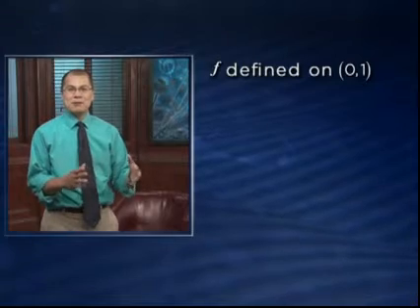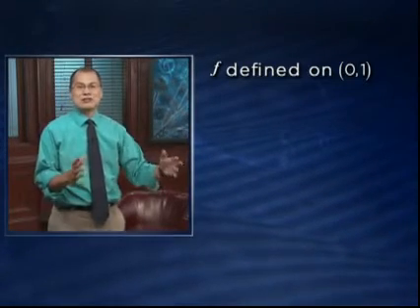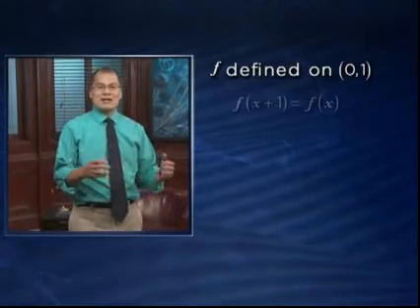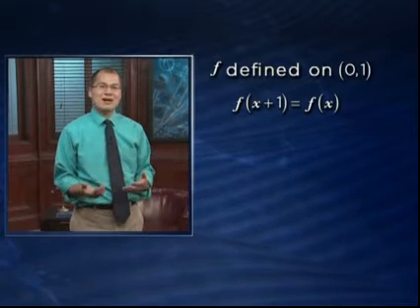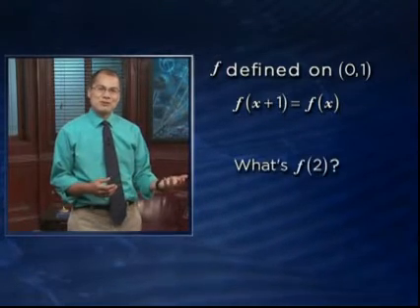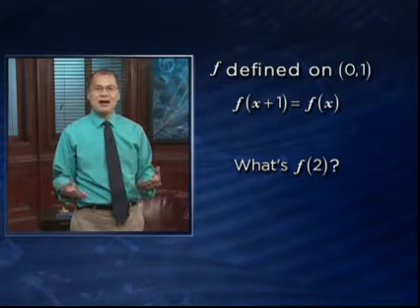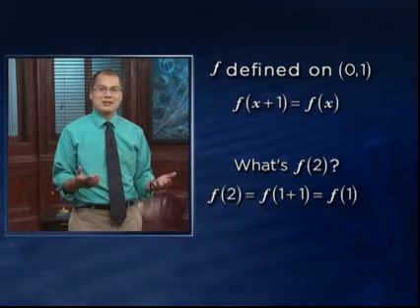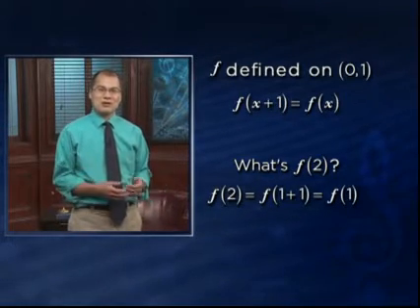We can look at other examples of mathematical self-reference. If we have a function defined on a small interval, say 0, 1, and we want to repeat it again, we want it to go on and do exactly the same thing, we write f of x plus 1 is equal to f of x. What's f of 2? It refers back to f of 1. f of 2 is f of 1 plus 1, and that should be f of 1 according to our equation.